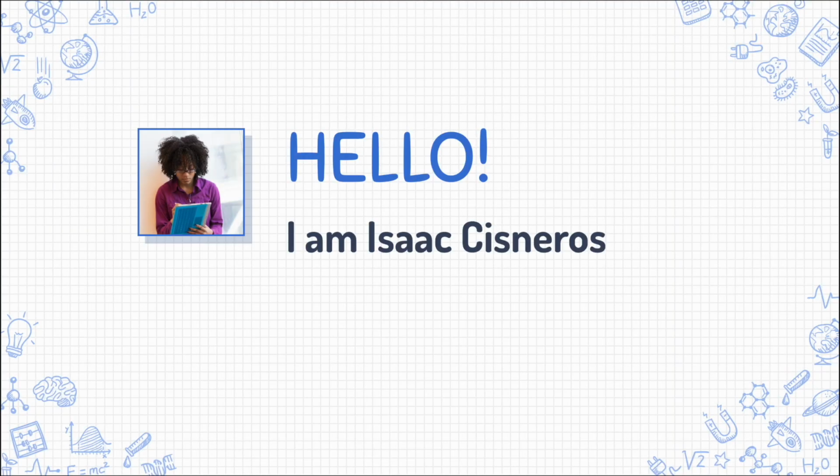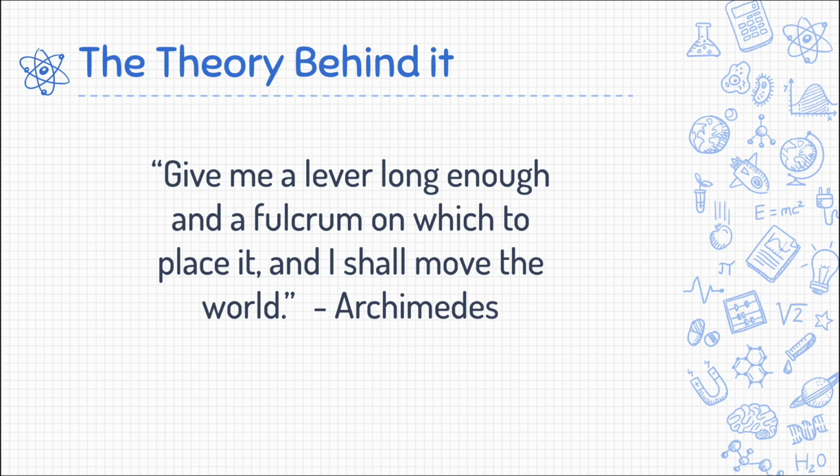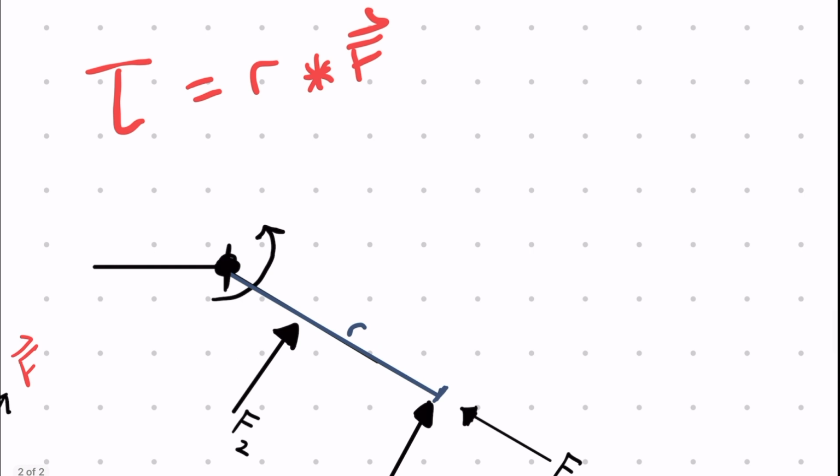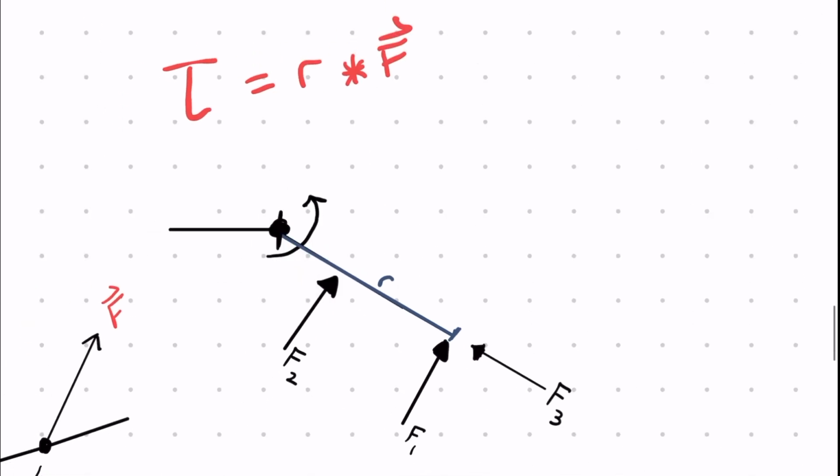Hi, my name is Isaac Cisneros, and I'm going to do the theory portion of this lab. Torque can be described in terms of linear force and its pivot location. The formula is T equals R times F, where F is the force and R is the distance from the pivot to the point at which the force is applied. For example, pushing at the far end of a door is easier than pushing near the hinges. And if you push directly towards the hinges, the door does not swing at all.